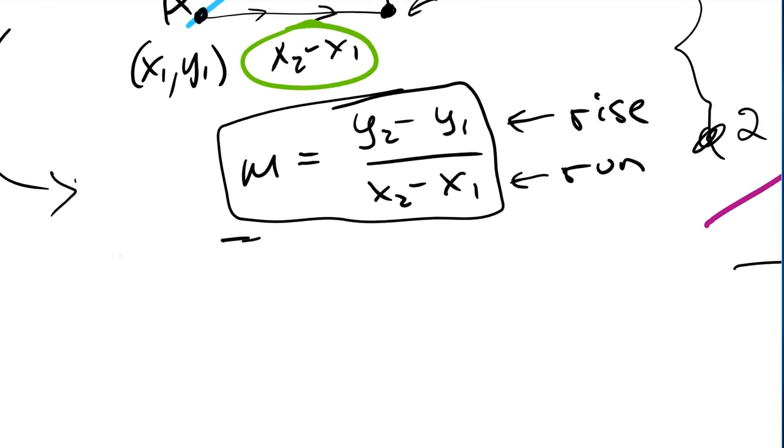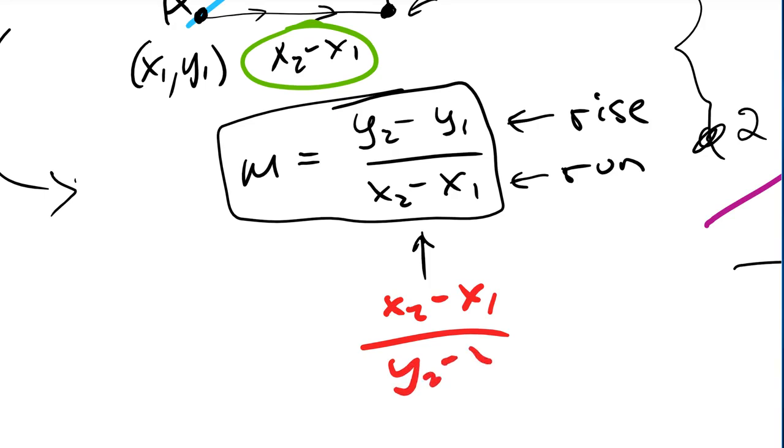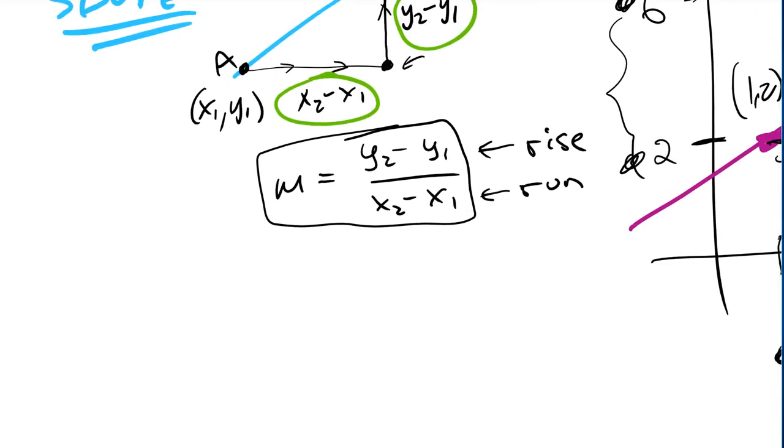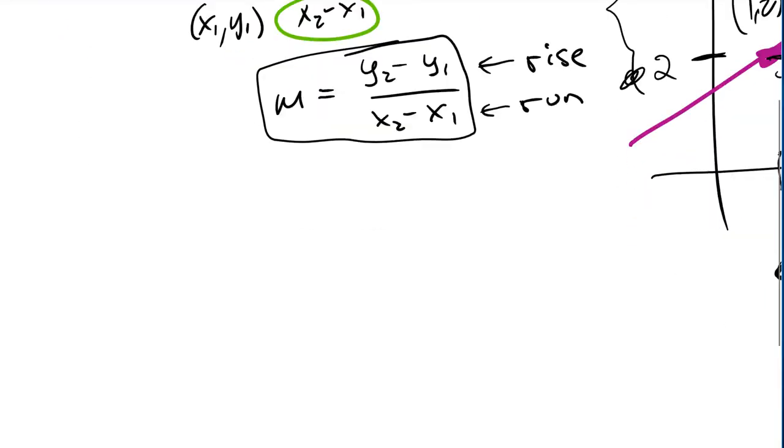By the way, it's a common mistake to write x2 minus x1 over y2 minus y1. So don't do that, please, because your slope will be the reciprocal of what it should be. Okay, so that's the slope. Now, there's a couple of special cases we're going to get to in a minute, but let's talk for a second about positive versus negative slope.